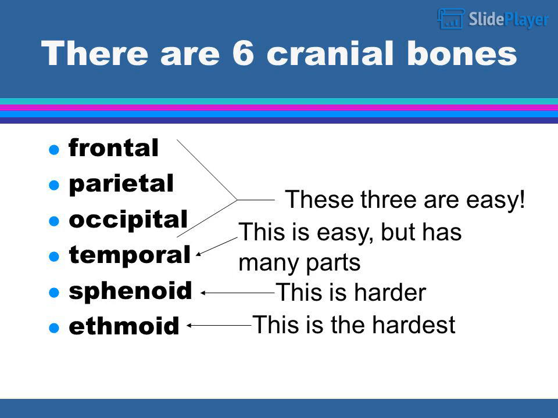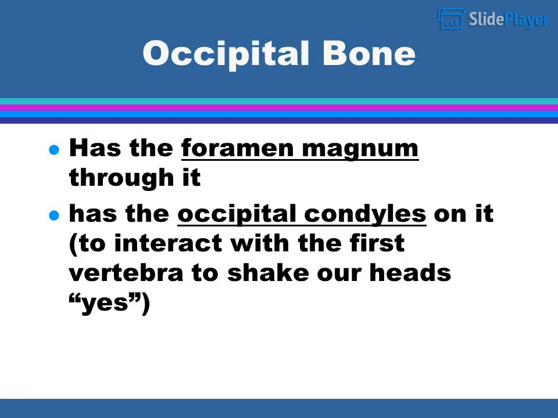These 3 are easy. This is easy, but has many parts. This is harder. This is the hardest. Occipital bone has the foramen magnum through it. It has the occipital condyles on it, to interact with the first vertebra, to shake our heads yes.